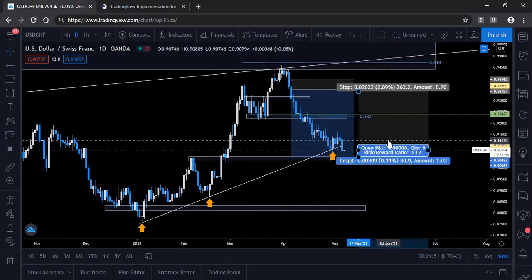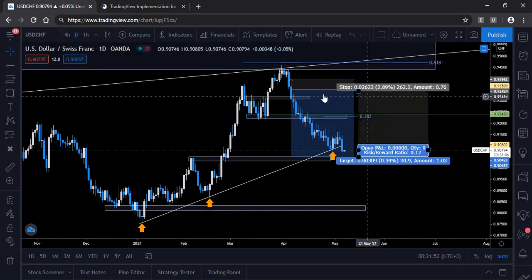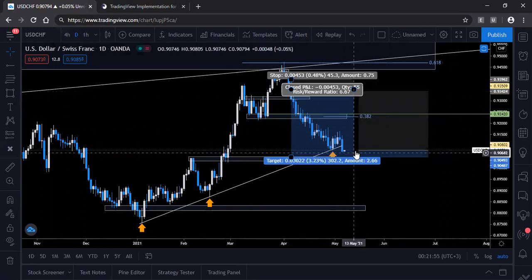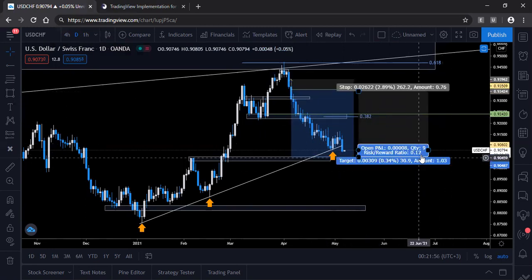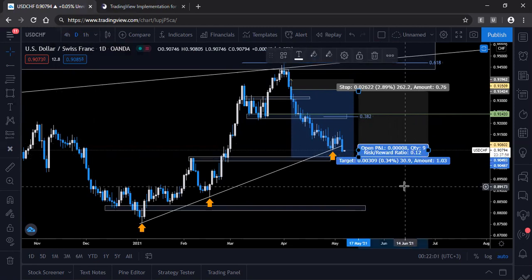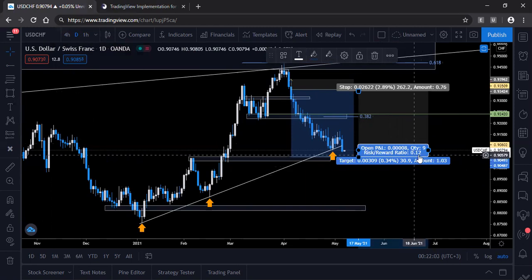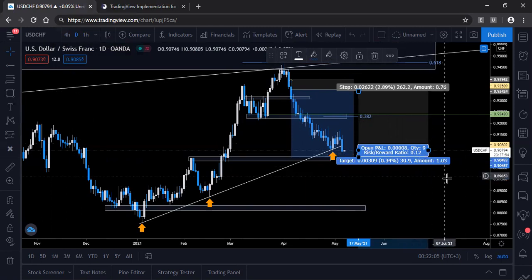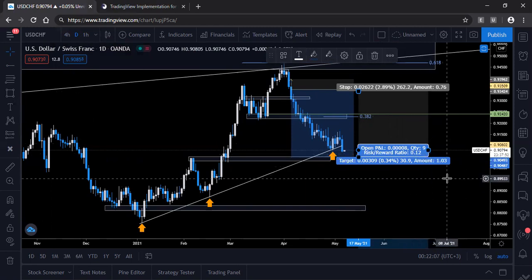You're risking all of this, right? Just to make this one. So if you look at the risk, it's 0.12. That means you're risking $1 to make 0.12 cents. Like, that's how crazy it is.